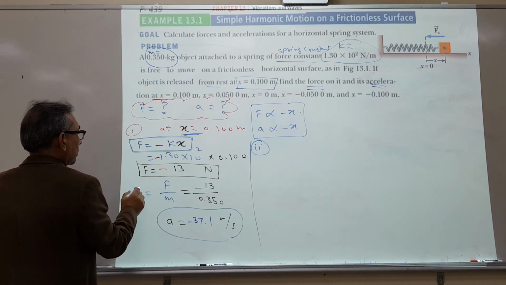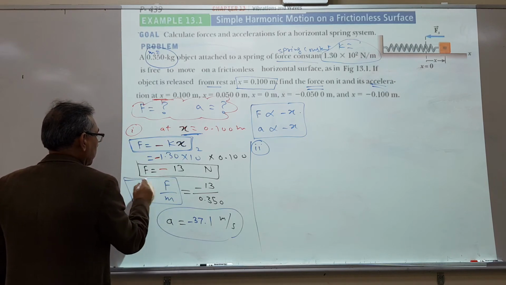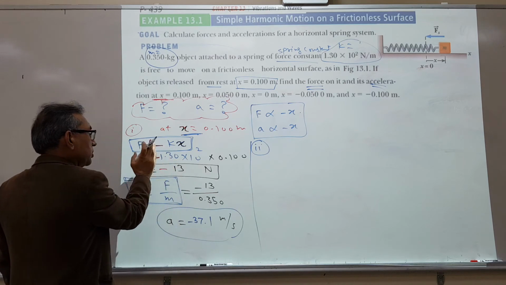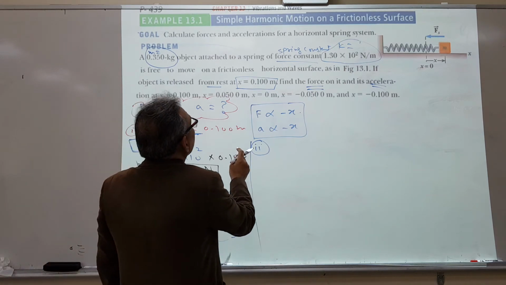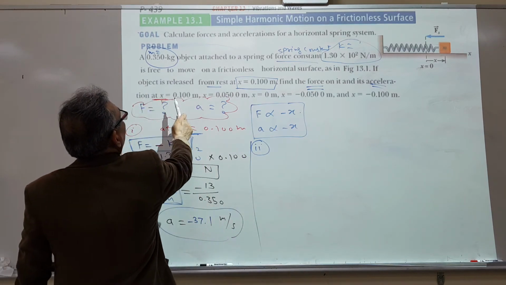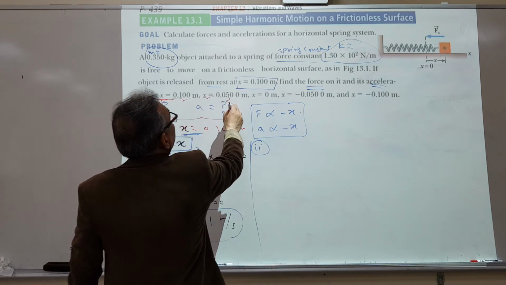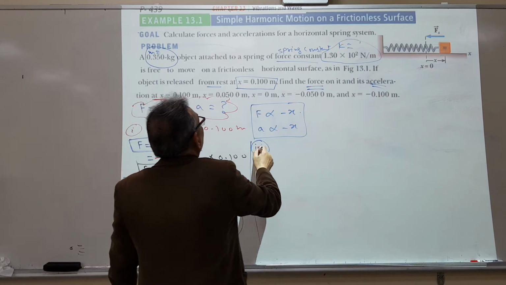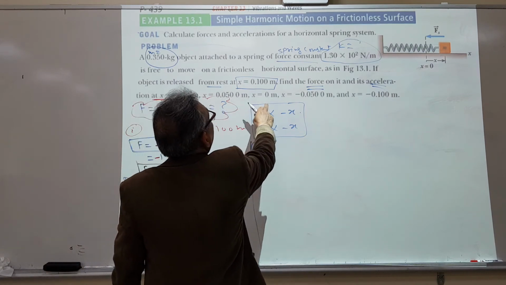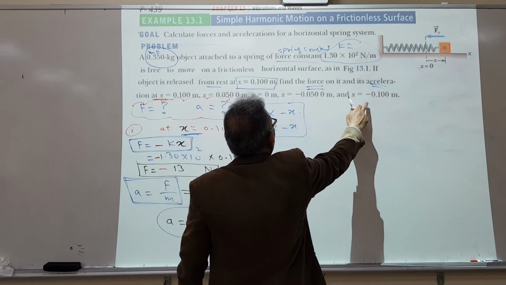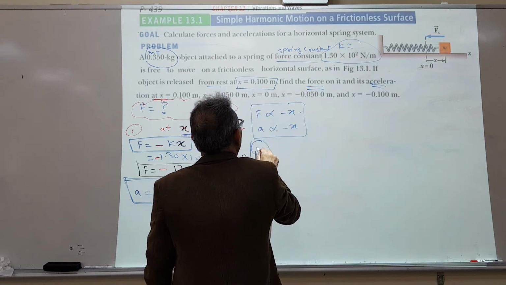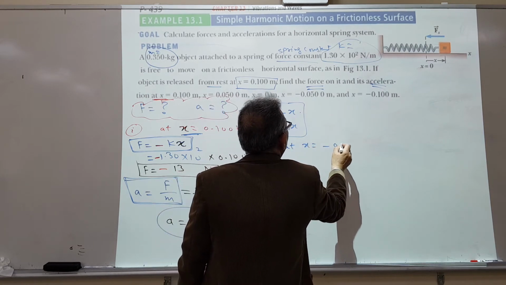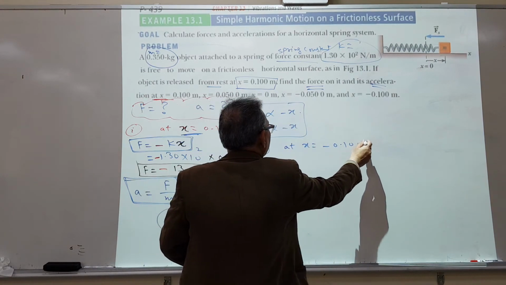This one for force and this one for acceleration. Use the x value and you can do the same. For example, this is number 1, number 2, number 3. X equal to 0, force 0, acceleration 0. So 1, 2, 3. Let me do the last one, number 5, at x equal to minus this much meter.